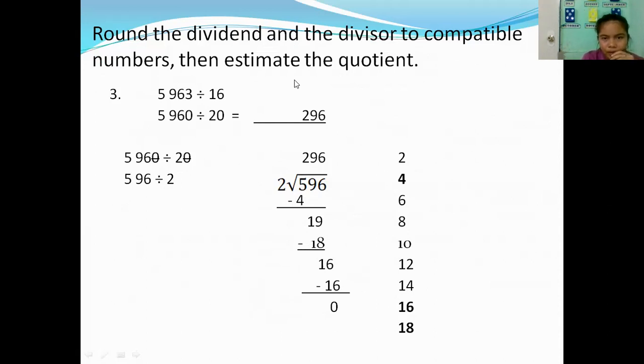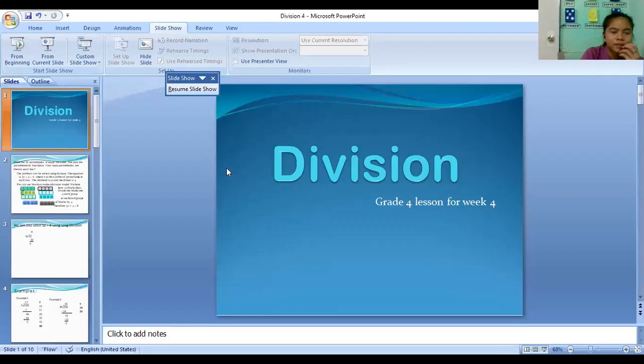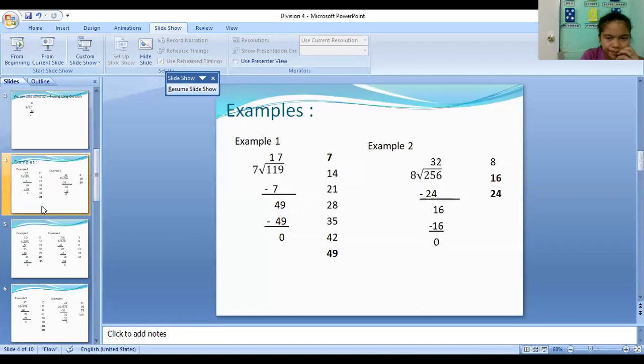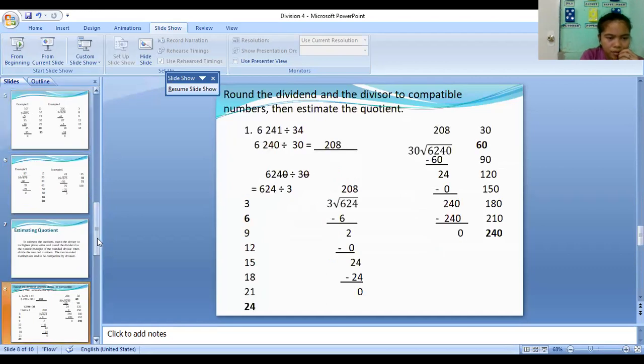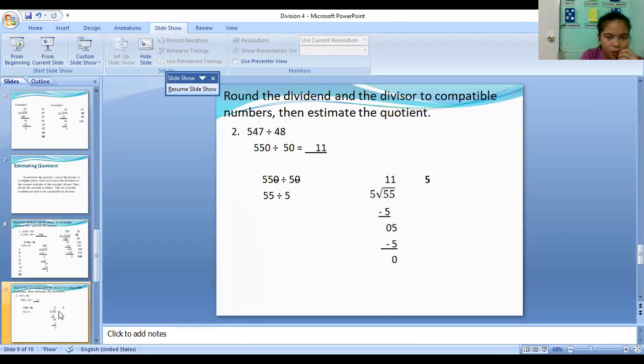Okay, sorry. Wait, I will edit our rounding number, I mean estimating quotient, because I have some mistake. Okay, so I will correct my mistakes.